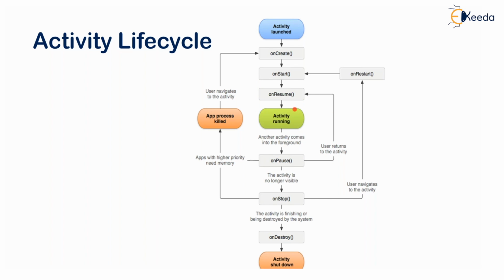Next, after onPause, the activity is no longer visible to the user, so immediately the onStop method will be called. Again, the same situation applies at onStop also. The user navigates back to the application by onRestart, or the process might kill that particular activity. When the activity is finishing or being destroyed by the system, the onDestroy method will be called and the activity shuts down.